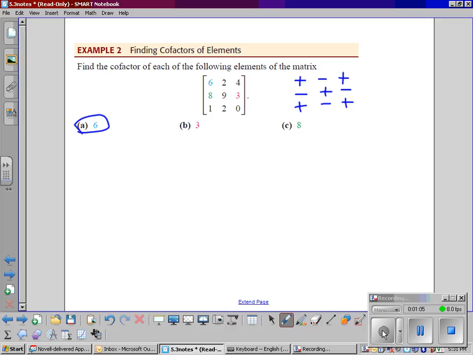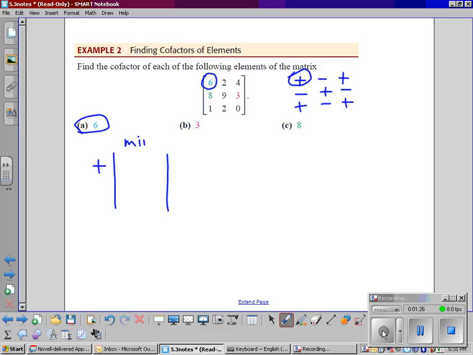I'll tell you what the minor is when we get to that step. Let's take care of the sign first. The sign depends on the position that you're in. And so this element is in position row 1, column 1. And I'm looking at that same position in my sign chart over here, which is a plus. So I want to take the plus, and then I want the minor.